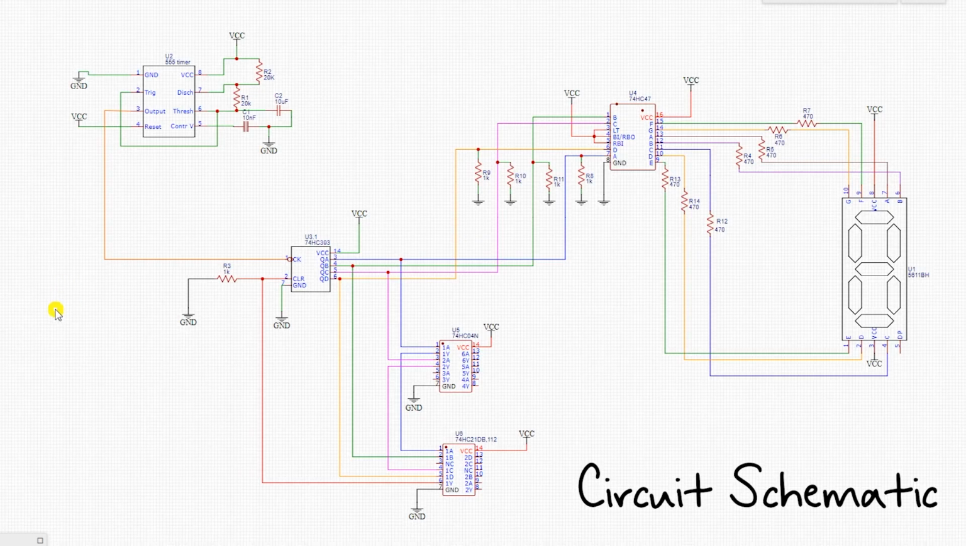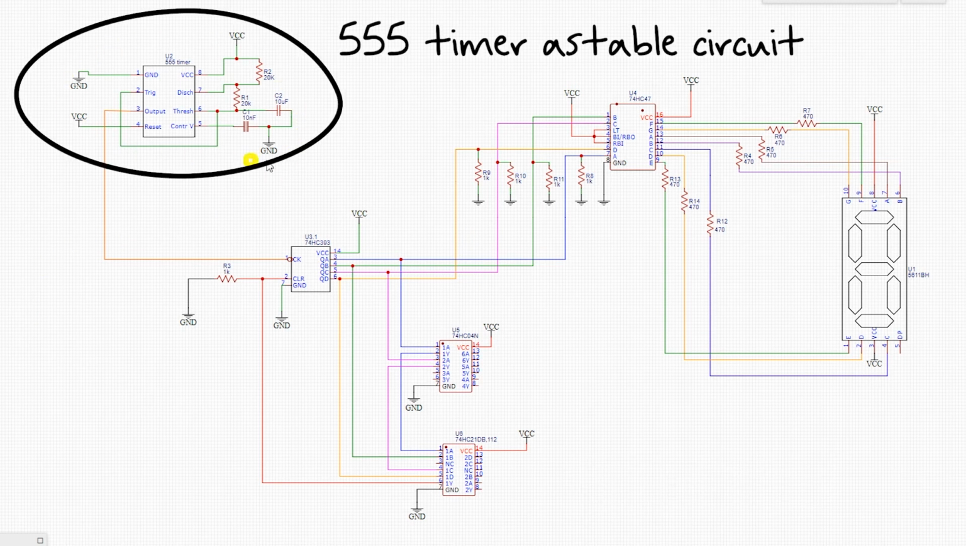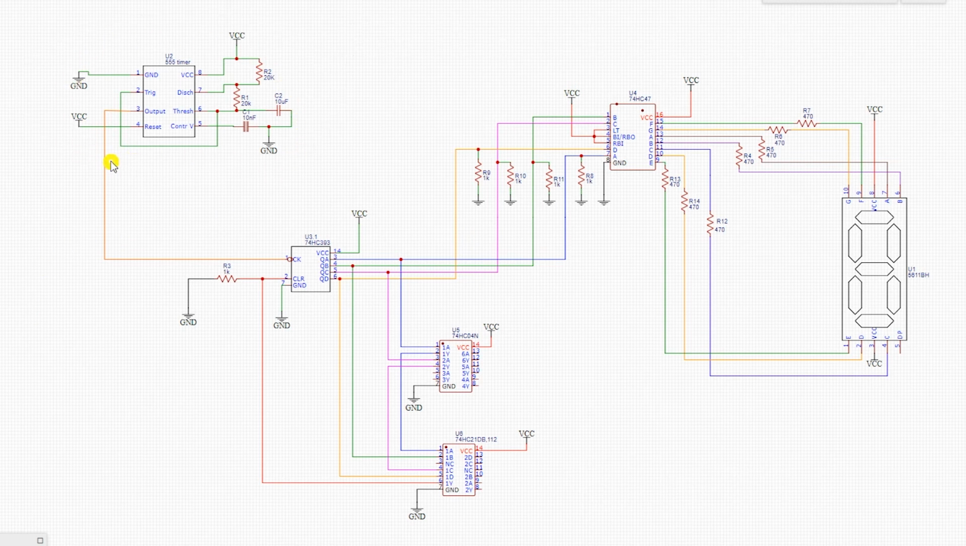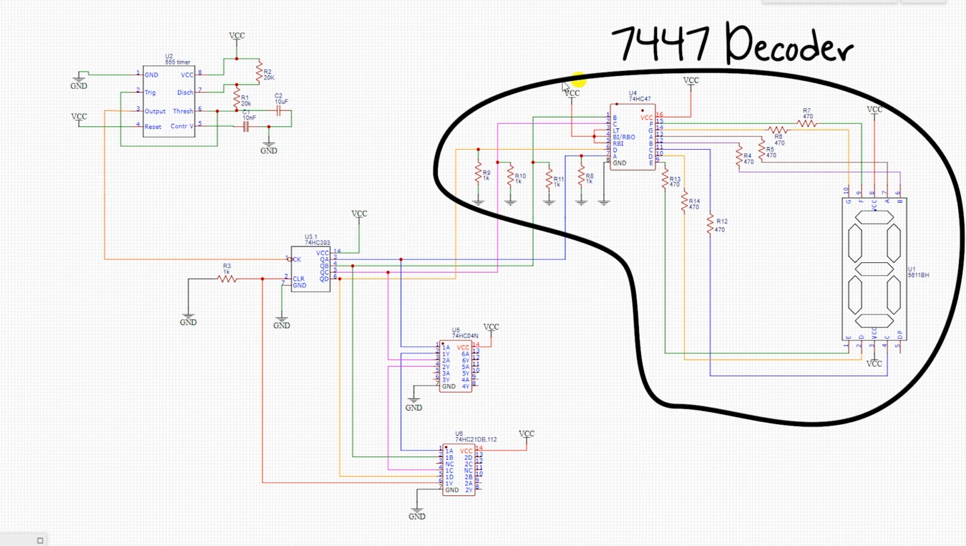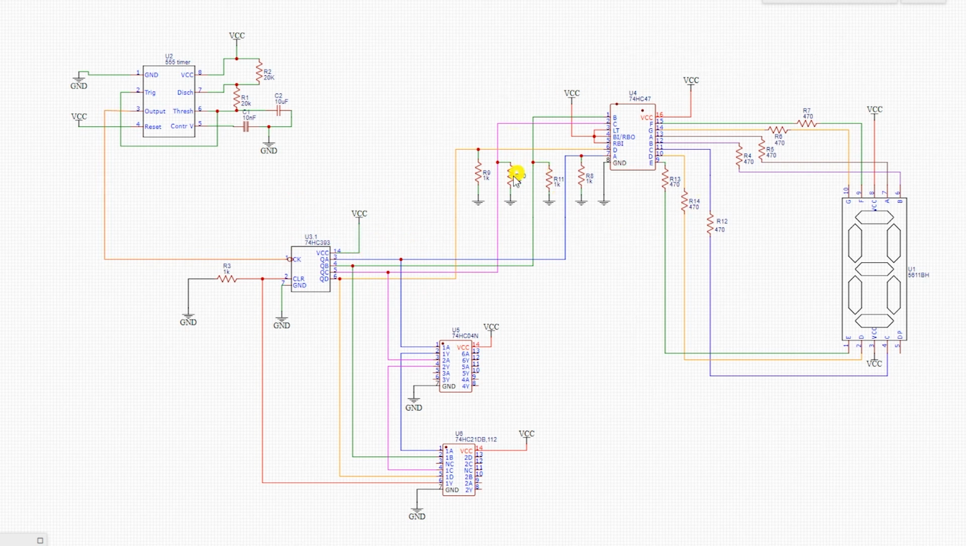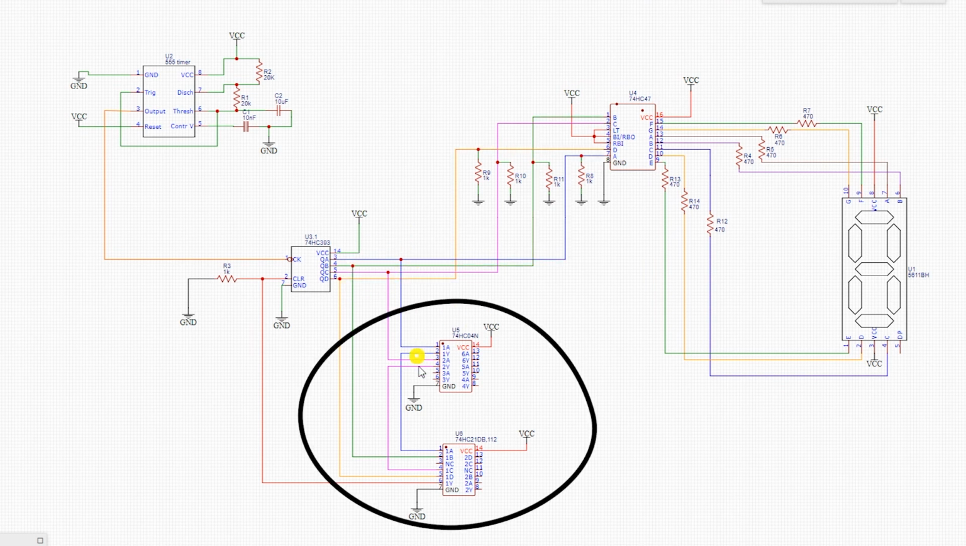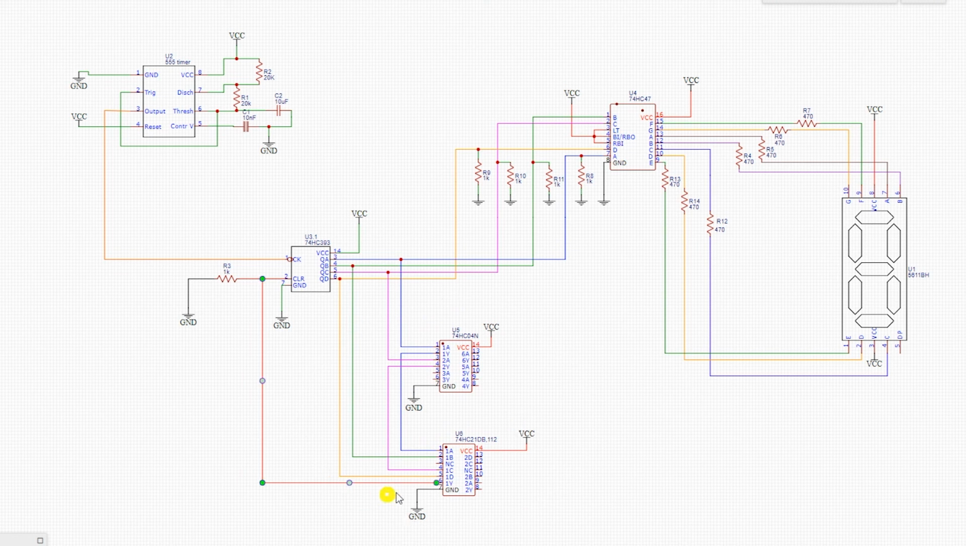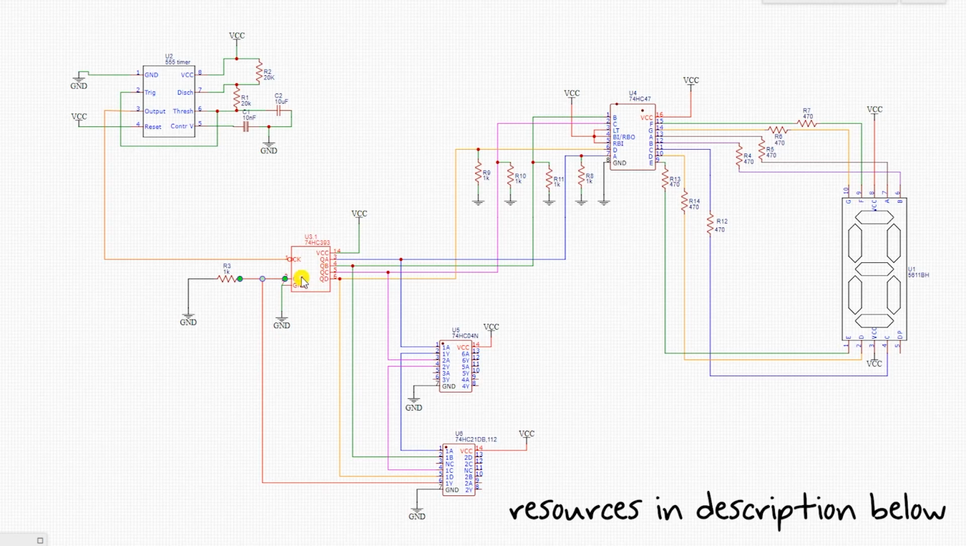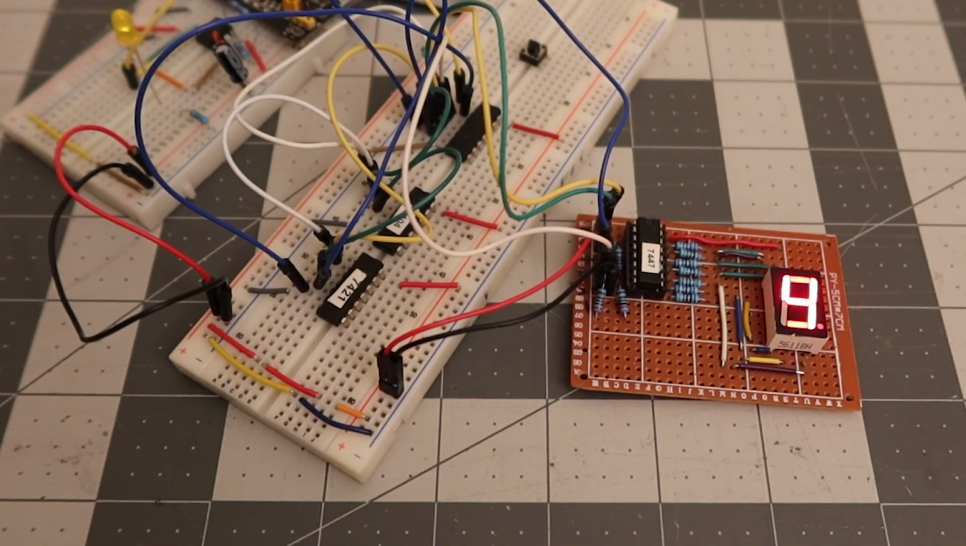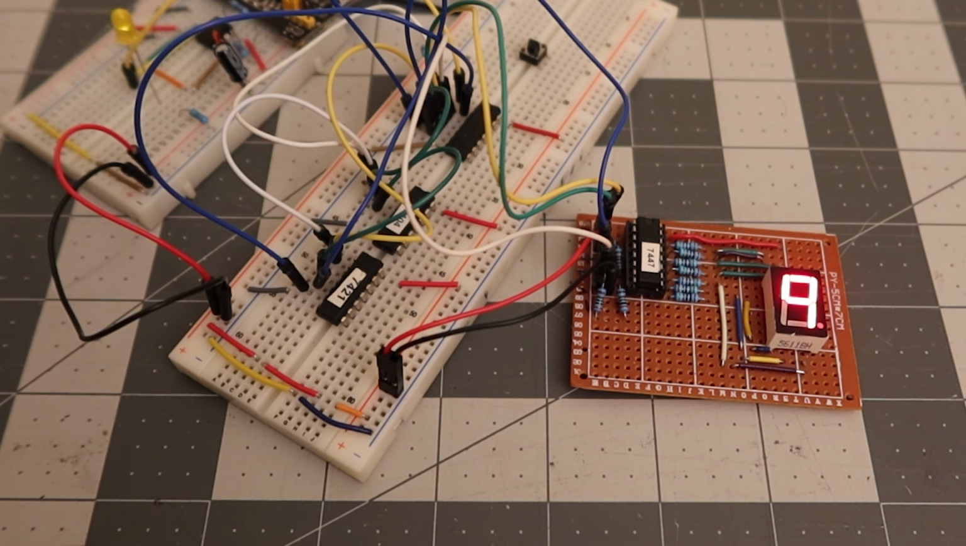Here's the final circuit schematic. In the top left, we have the 555 timer astable circuit, which will output the clock signal to the 393 chip. The outputs of the 393 go to the 7447 circuit, and the outputs will also be connected to the inverter and the AND gate as mentioned earlier. And finally, the output of the AND gate will be connected to the clear pin of the 393 chip. Once you build the circuit, this is what you'll get, a 0 to 9 up counter.